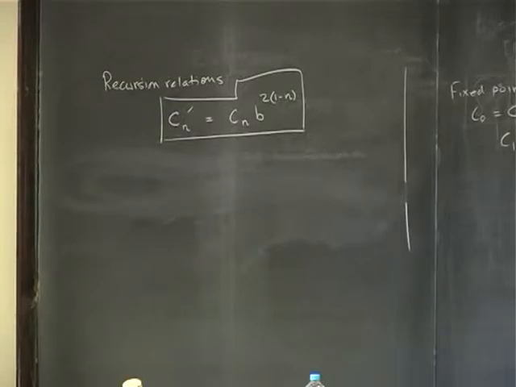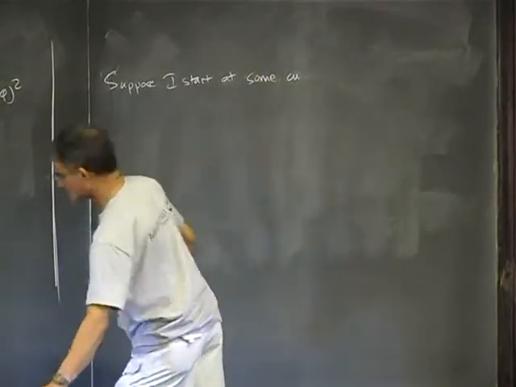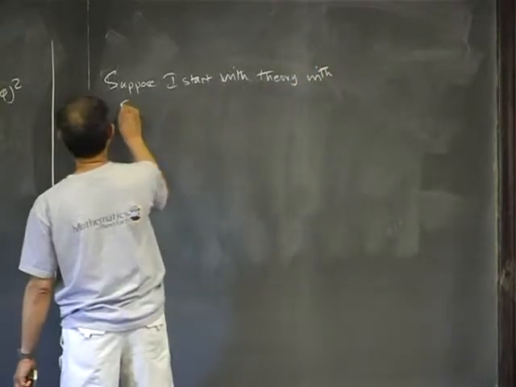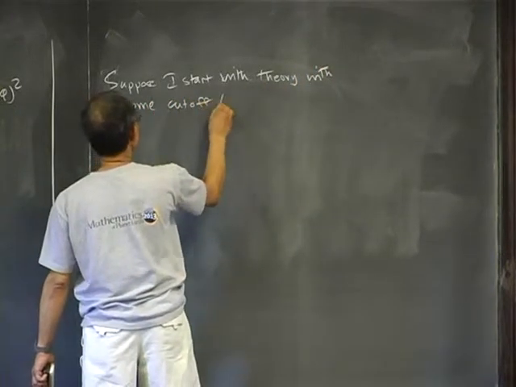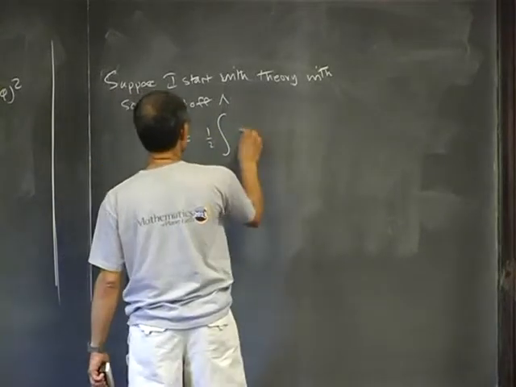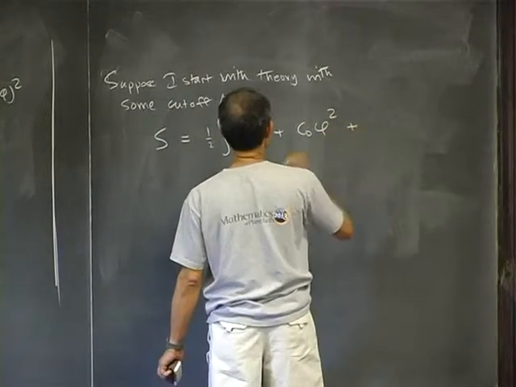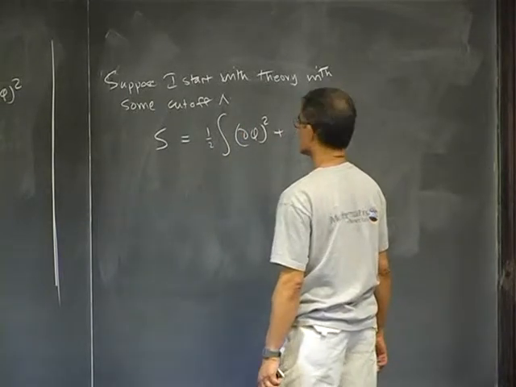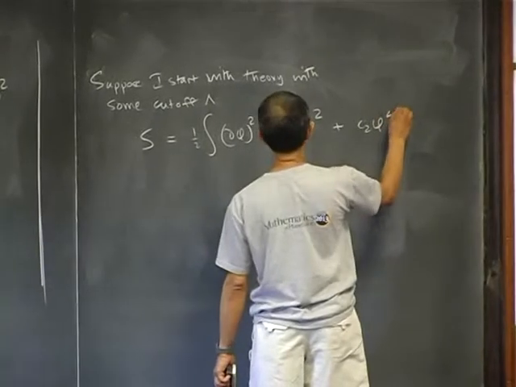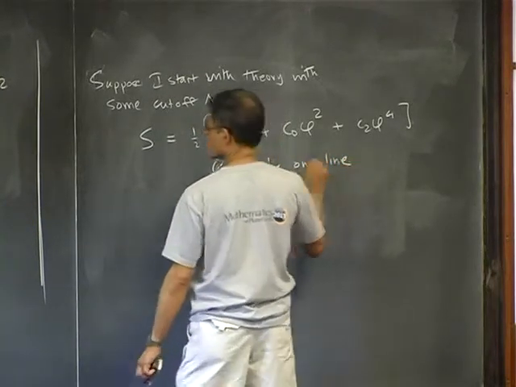Suppose at some cutoff lambda, we have a theory given, for example, I'll just give you an example, like there is always d phi squared, and then let me write down c0 phi squared, and a c2 phi 4, where C0 and C2 lie on a line, which is this line.